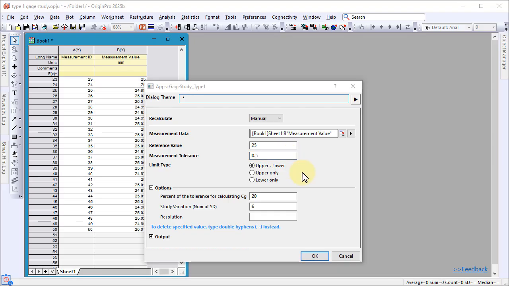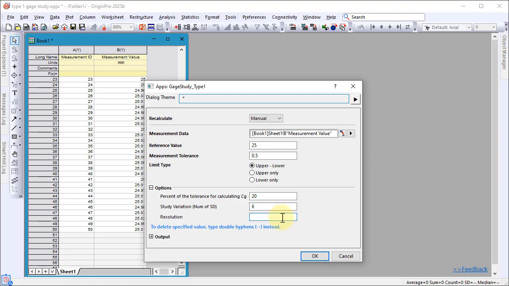Percent of tolerance is one of the values used in the formula for calculating CG. The default is 20%. Study variation is the number of standard deviations multiplied by the observed standard deviation. The default is 6. This is because, under the normal distribution, 99.7% of the measured data will fall within plus or minus 3 standard deviations.